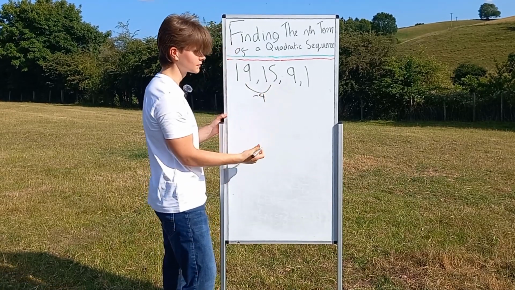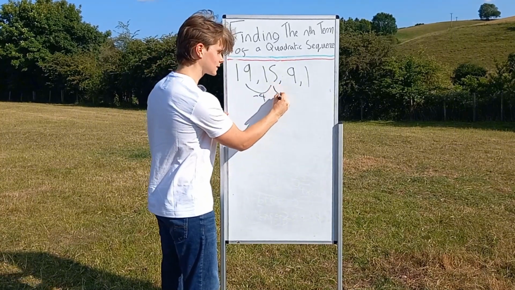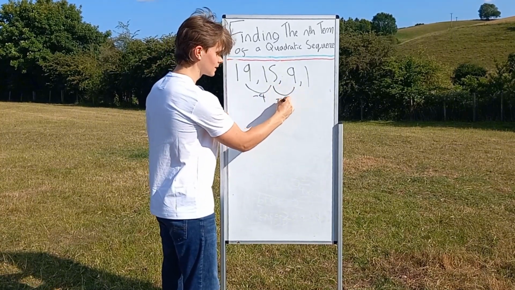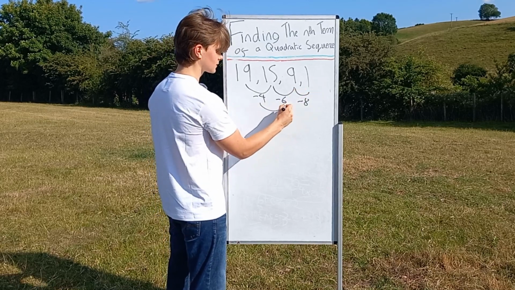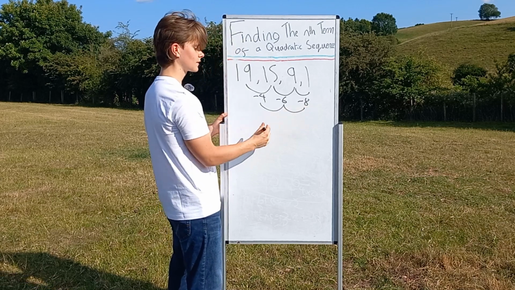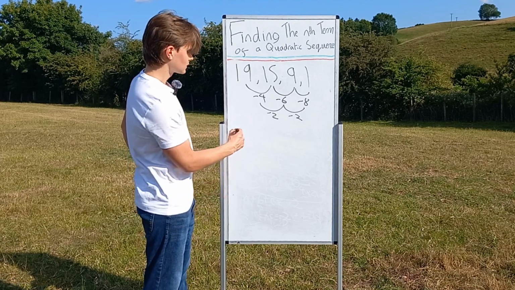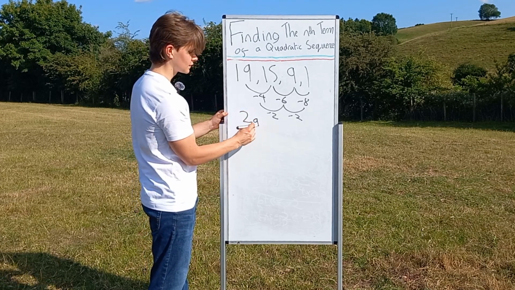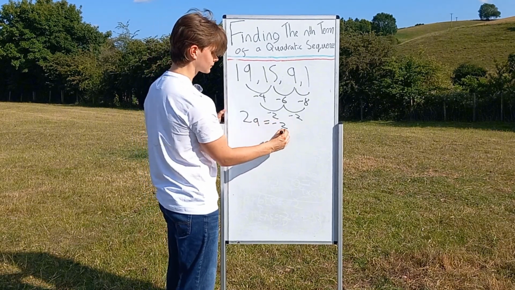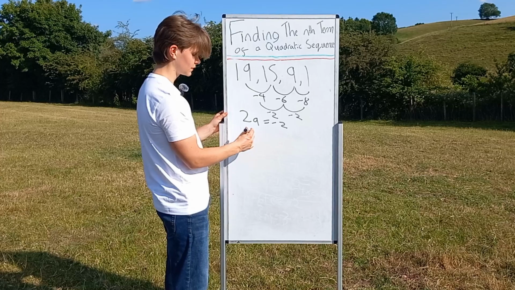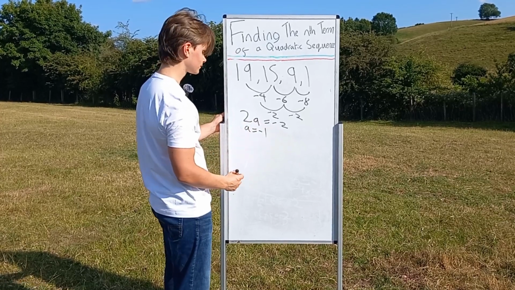So we're going to have minus 4. It's important you have that minus there because that's going to come important when we put it into the equations. Minus 6 and minus 8. So then we're going to see that the difference between these differences is going to be minus 2 and minus 2. So we can form our first equation and say that 2a equals minus 2. So then if we divide both sides by 2, we'll get that a equals minus 1.